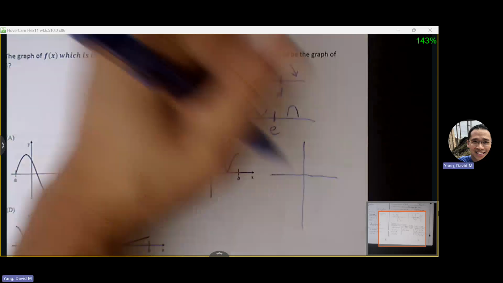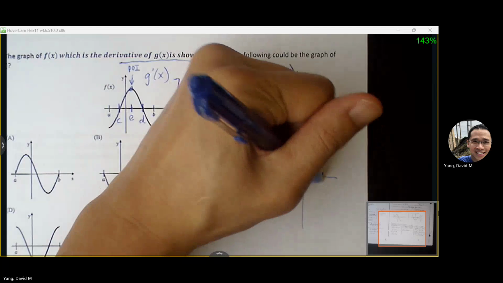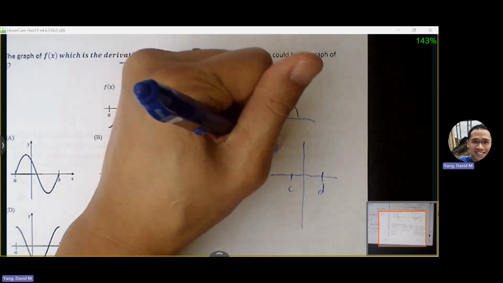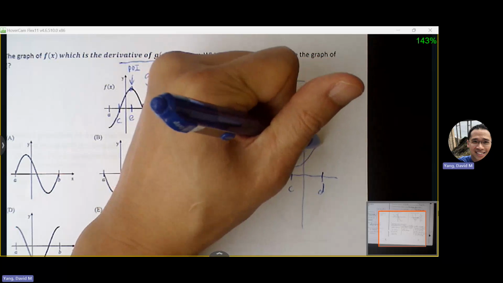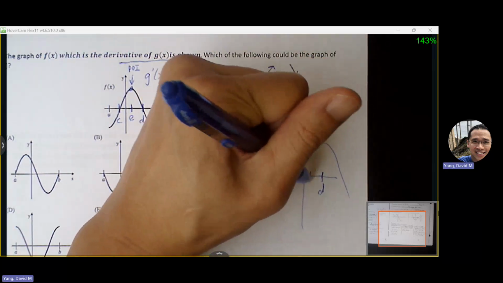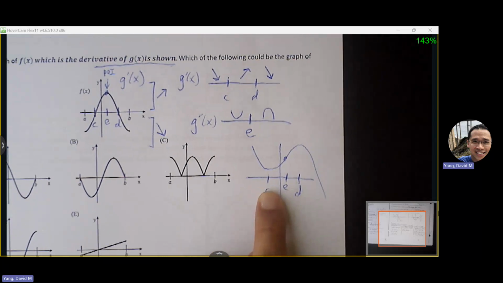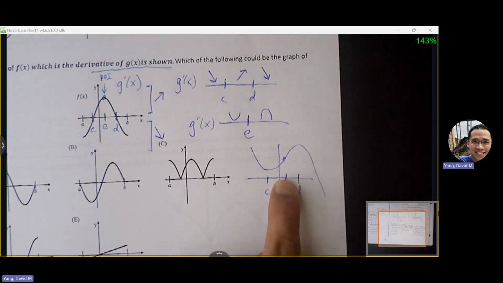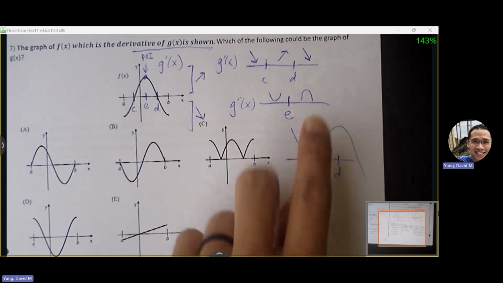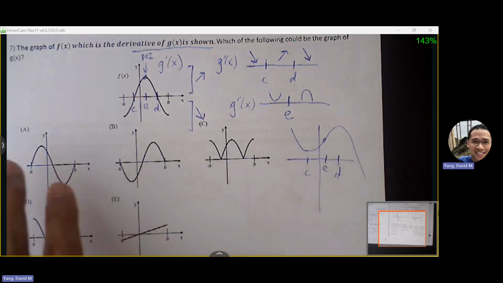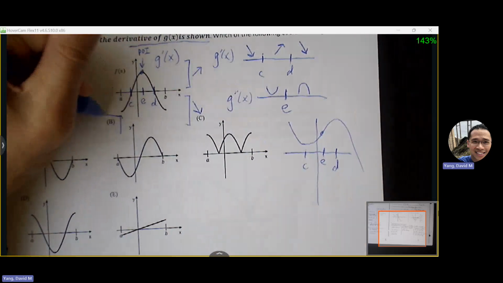So I'm just going to sketch my graph without looking at my choices here. At C and D, I'm expecting a relative min, followed by a relative max at D. And at some point in between, there's a point of inflection. So I want my graph to look something like this. Relative min at C, relative max at D, and point of inflection at E. Let me see what graph has this basic shape. Location doesn't matter, it's the shape that I'm after. And the graph that resembles the shape most is B.